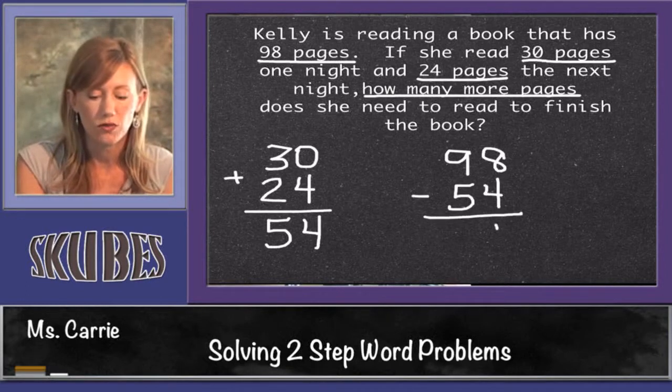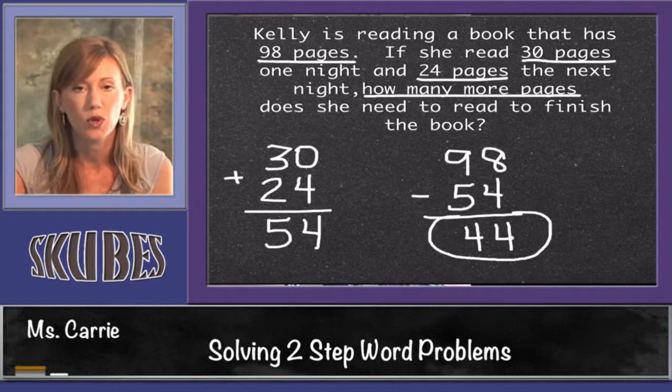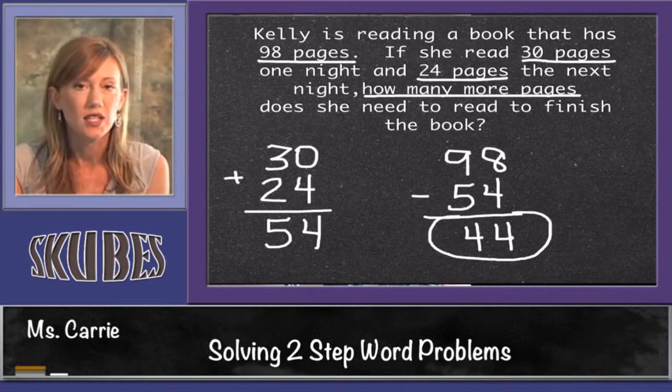8 minus 4 is 4. 9 minus 5 is 4. The answer is 44. Kelly will need to read 44 more pages to finish the book. That concludes our lesson today on solving two-step word problems.